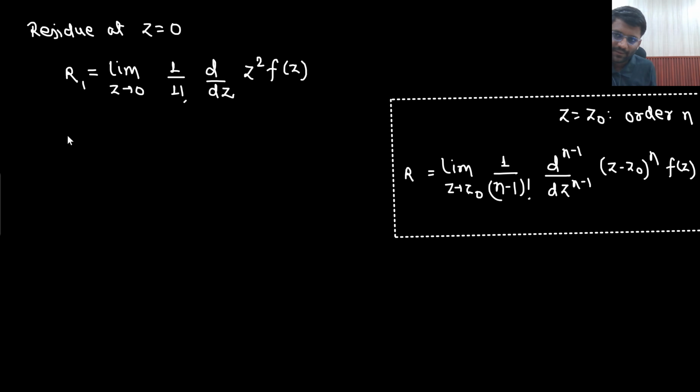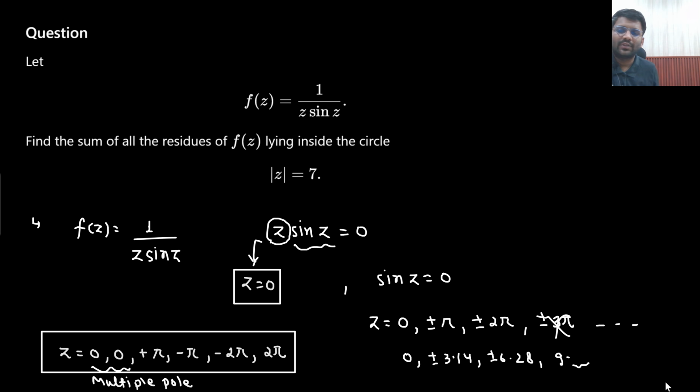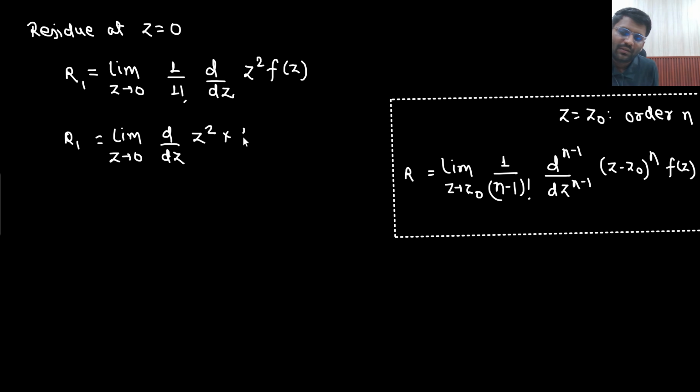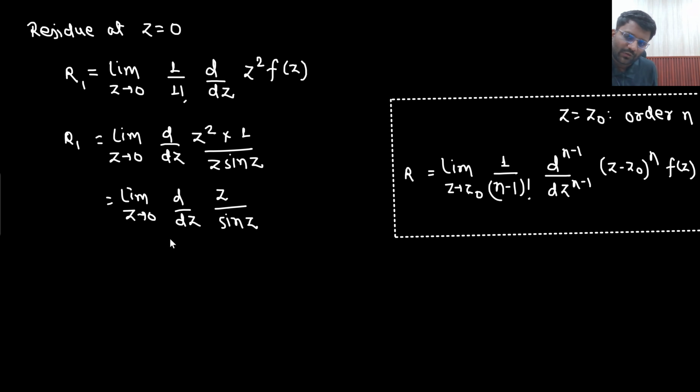So what will I be getting? R1 equals limit z tending to 0 d by dz of z square into f of z. What is f of z? F of z is 1 upon z by sin z. So what are we getting? Limit z tending to 0 d by dz of z by sin z. First you find out this thing. You cannot take the limit inside this time because here there is a term of z. Limit inside you cannot take. So differentiate now. What will you be getting?